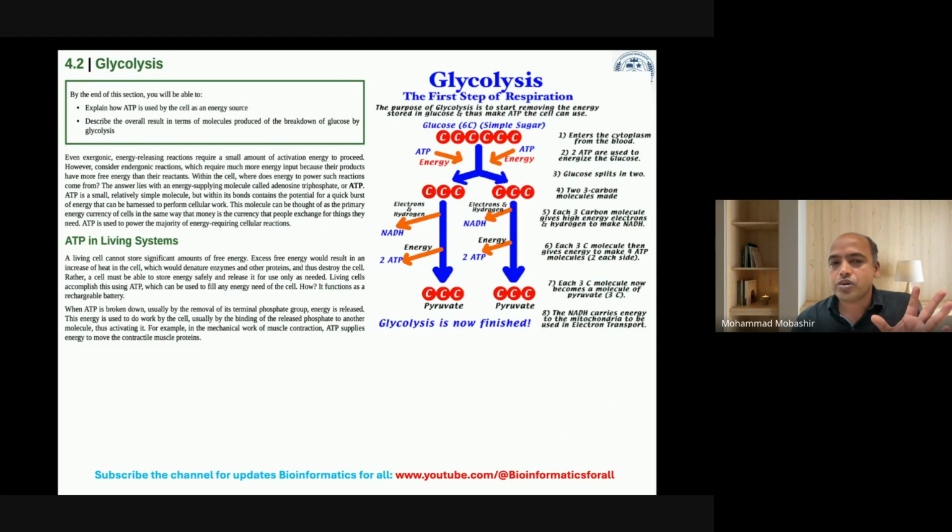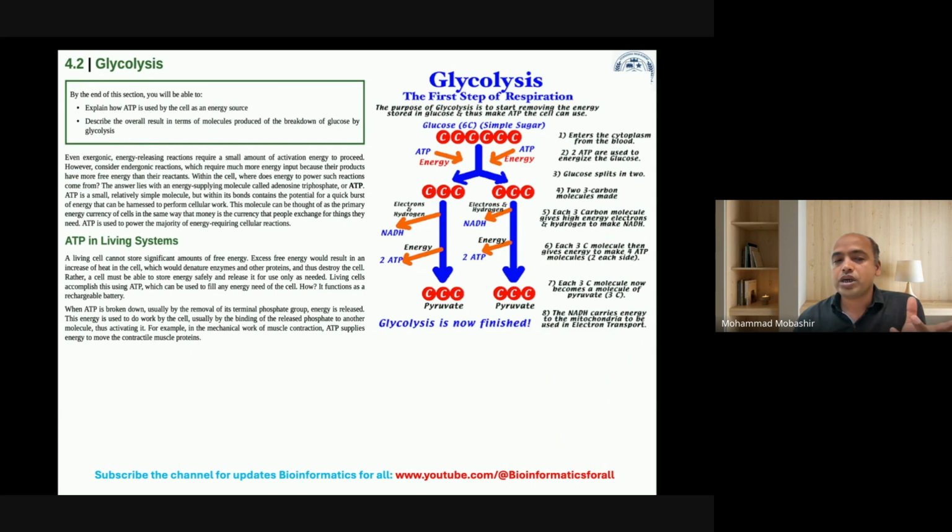So now comes a new term, ATP, which is called adenosine triphosphate. A living cell cannot store a significant amount of free energy. Excess free energy would result in an increase of heat in the cell, which would denature enzymes and proteins, and thus could also lead to the destruction of the cell. So a cell must be able to store energy safely and release it for use only at the time of requirement. Living cells do this by using ATP, which can be used to fill any energy need of the cell. So it functions as a rechargeable battery.